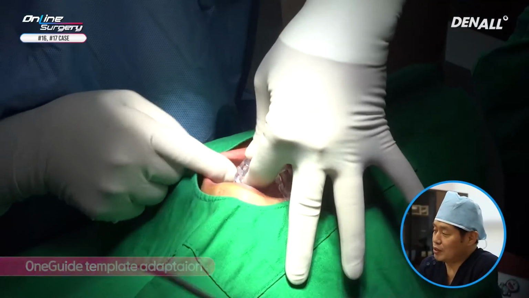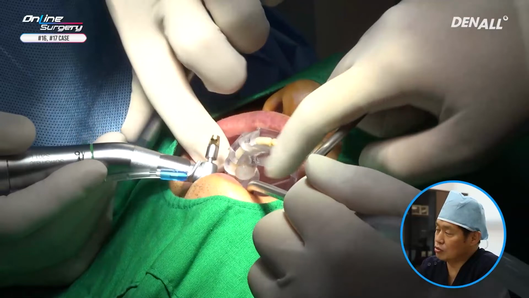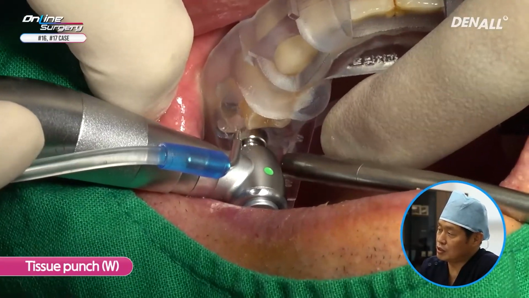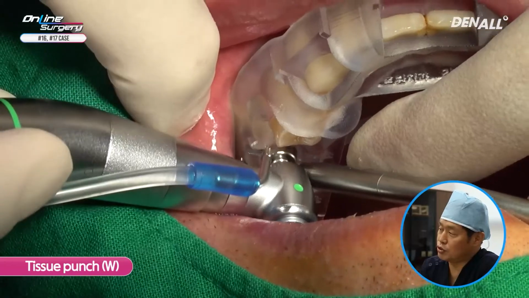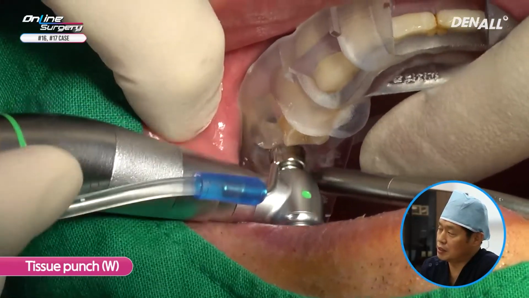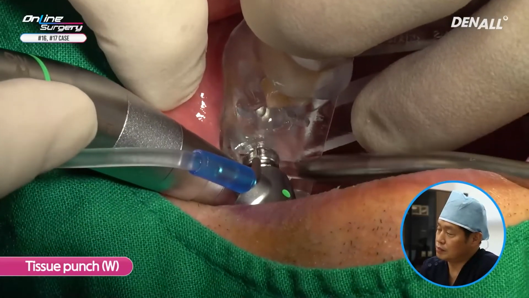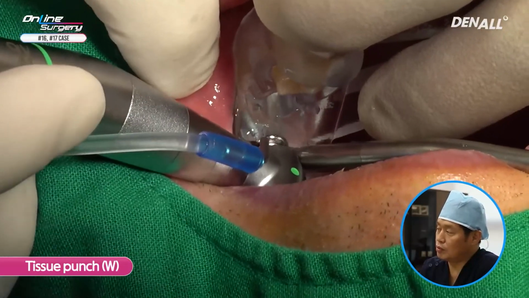One guide template is adapted. Attached gingiva was sufficient in this case, and flapless surgery was done. Tissue punch was done to punch the gingiva. Tissue punch was used.